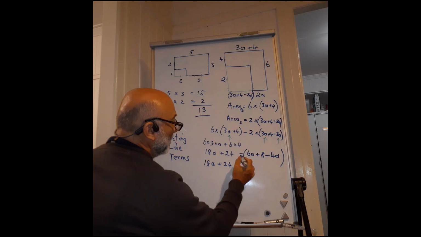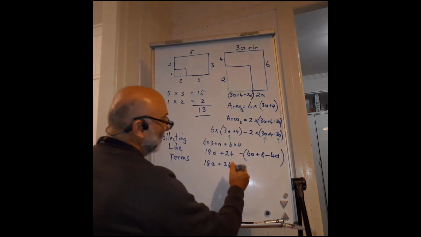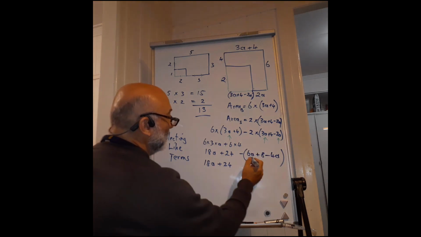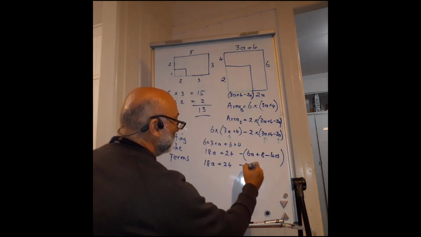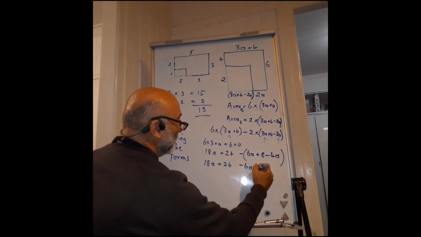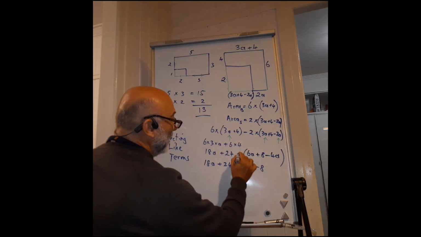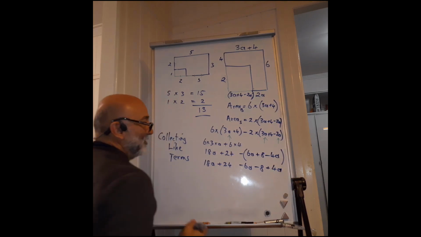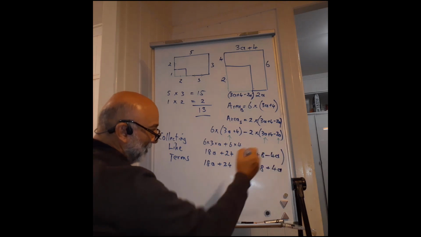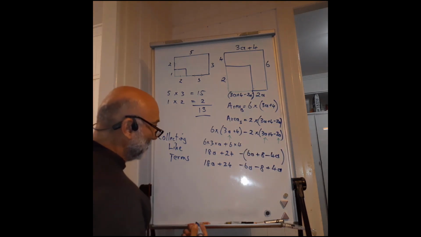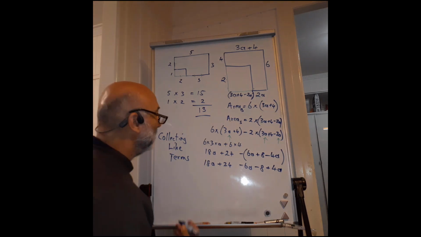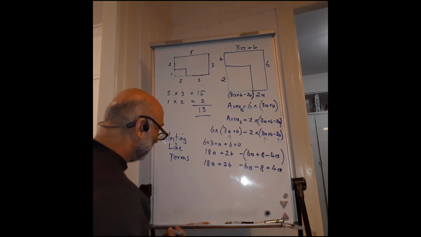And so now this minus sign is like a -1 times each of these terms. So this becomes a minus 6a, this becomes a minus 8, and this becomes a plus 4a. So you can see why it was a good idea to use those brackets there, just to help us simplify the steps. And if we simplify the steps, we're less likely to make a mistake.